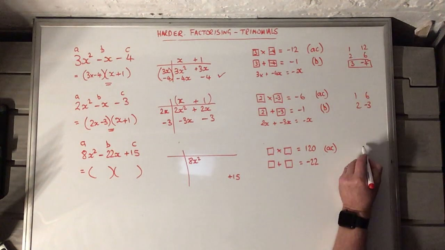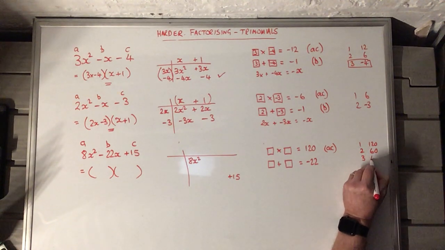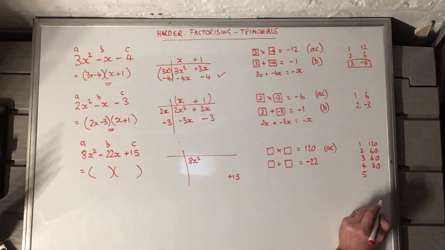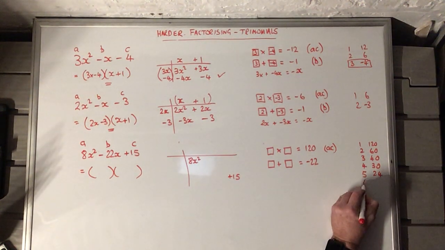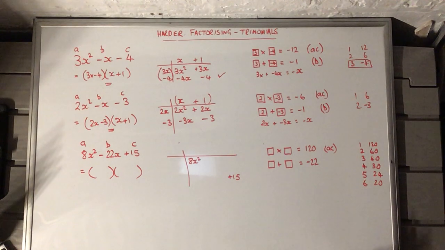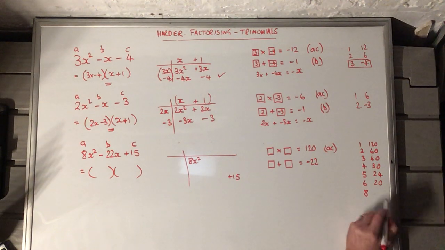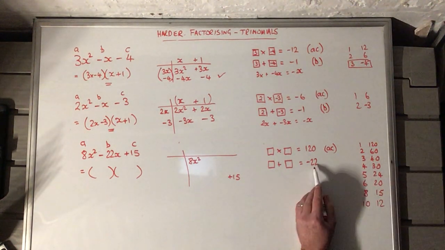So let's go for the factors: 1 and 120, 2 and 60, 3 and 40, 4 and 30, 5, does 5 work? 5, 24, yeah it does work, 5, 24, 6 and 20, 7 doesn't work, 8, does 8 work? 8 and 15 I think, yeah 8 and 15, 9 doesn't work, 10, yeah 10 and 12, right, that's all our factors, quite a lot of factors there. So let's try and add them together to get to negative 22.